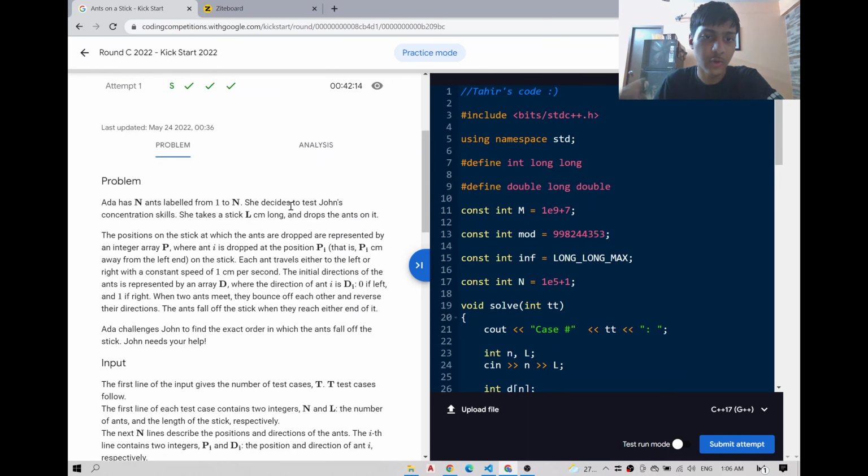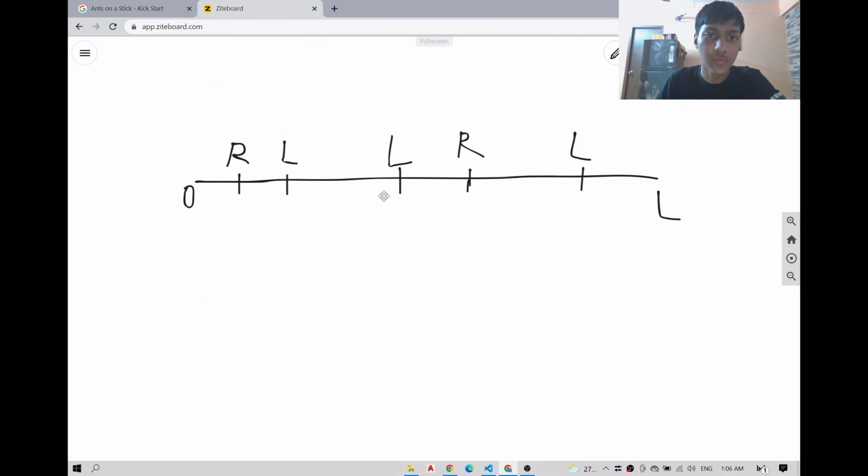So, like fall off the stick, and they'll fall off the stick if either their position becomes 0 or it becomes L. So basically here I've drawn an example. This point is 0 and this point is L. And here there are a bunch of random ants, and by R I've denoted if they are initially moving towards the right, and by L if they are initially moving towards the left.